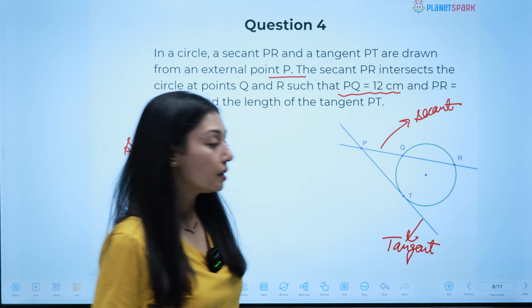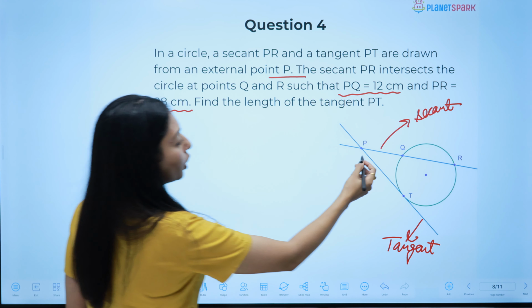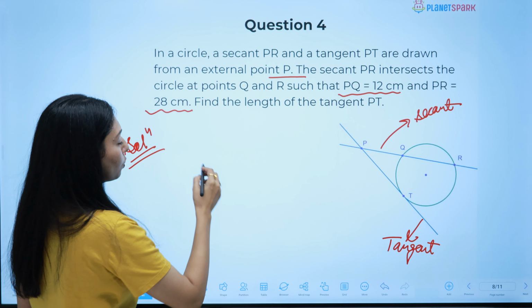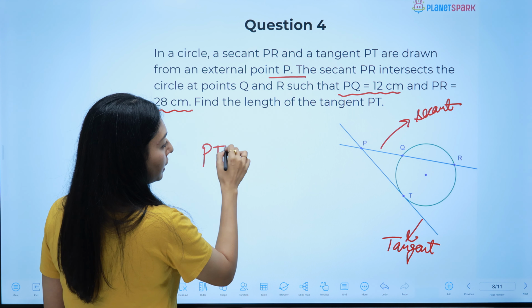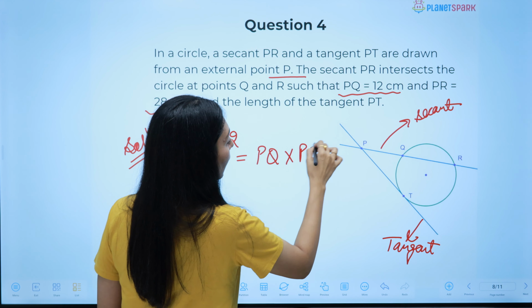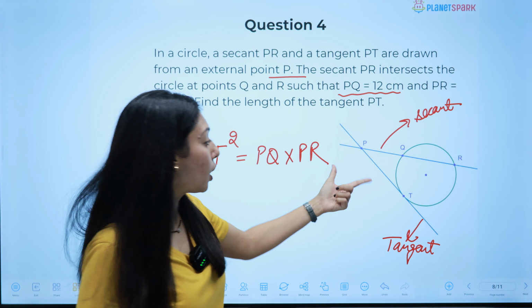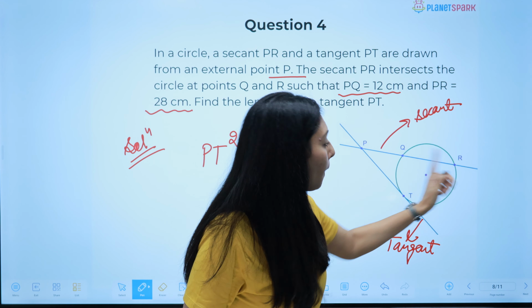Directly, do you know the property? The tangent secant theorem, that tells us from an external point, if we have a secant and a tangent there, then what is the property? PT square is equal to PQ into PR. That is, the square of the length of the tangent is equal to the product of PQ and PR.